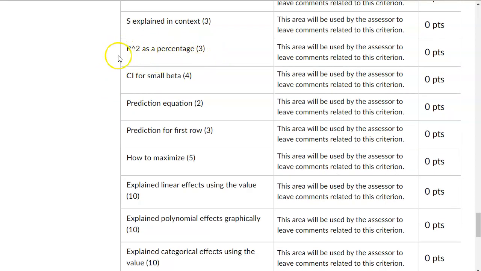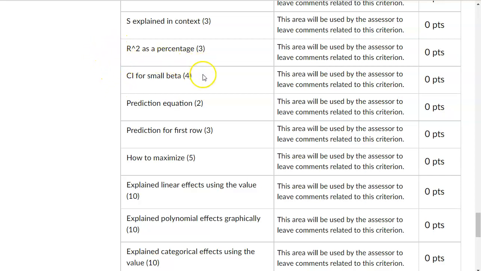R squared as a percentage. Now, sometimes you can say R squared is 30%, which means our predictions aren't that great. You should be getting something lots higher than 30%. Think, 99%. Or you can say R squared is the percent of variability in enemy deaths explained by my model.